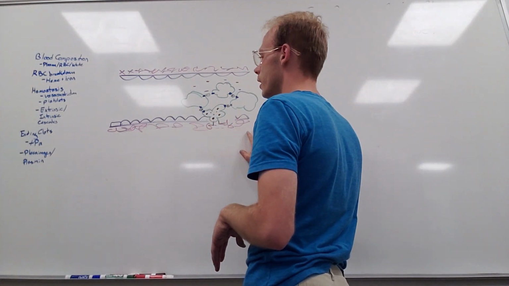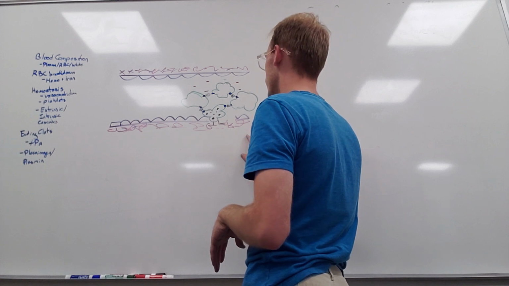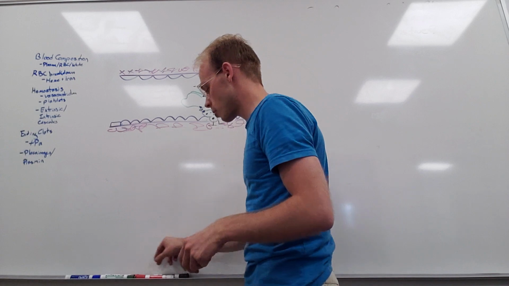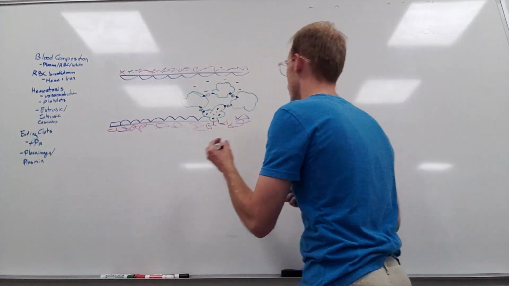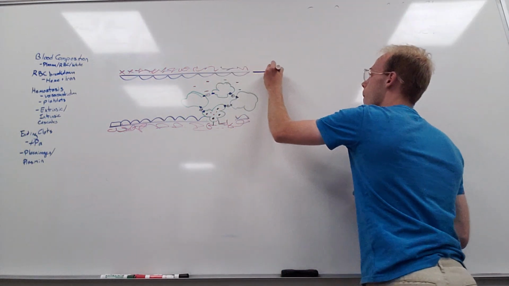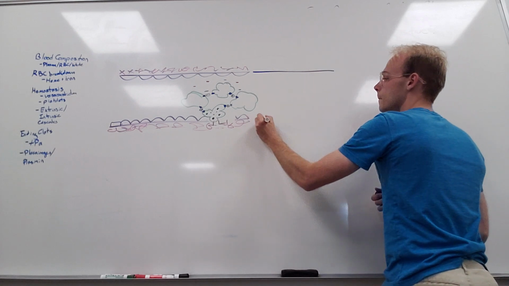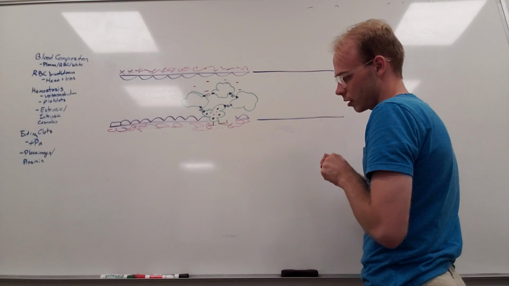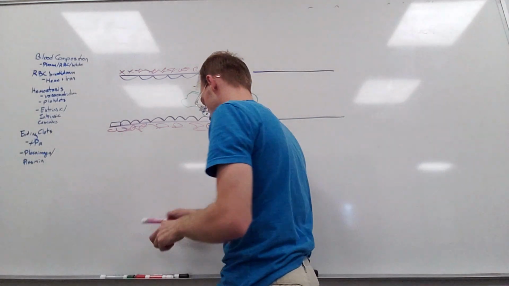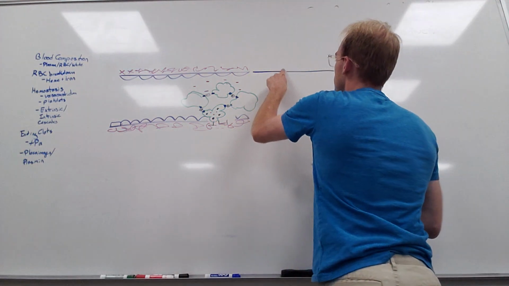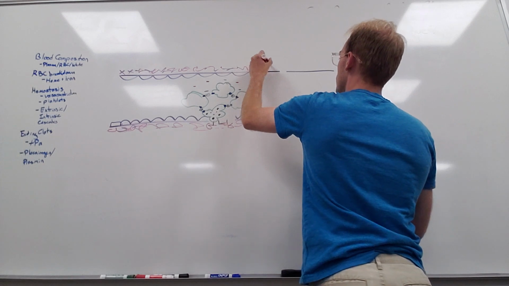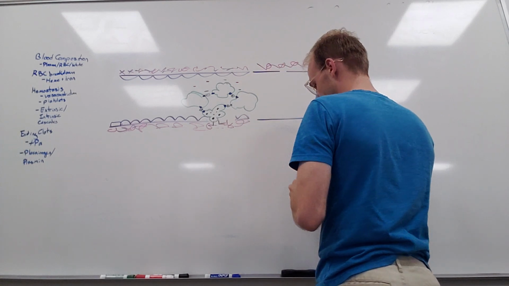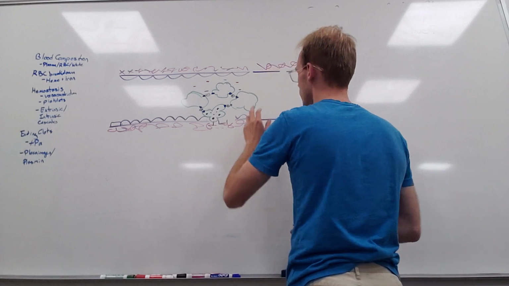The next thing that happens. Out here, we've got our negative zeta potential. I'm going to draw this further out. Remember. Okay, I'm going to draw our collagen. Okay, so here's our platelet aggregation.